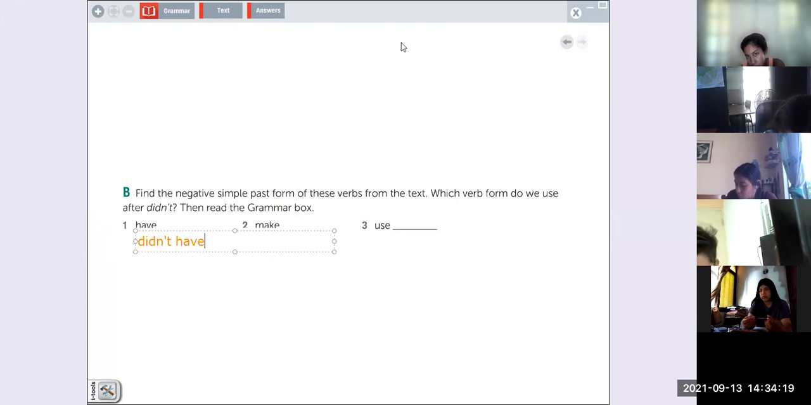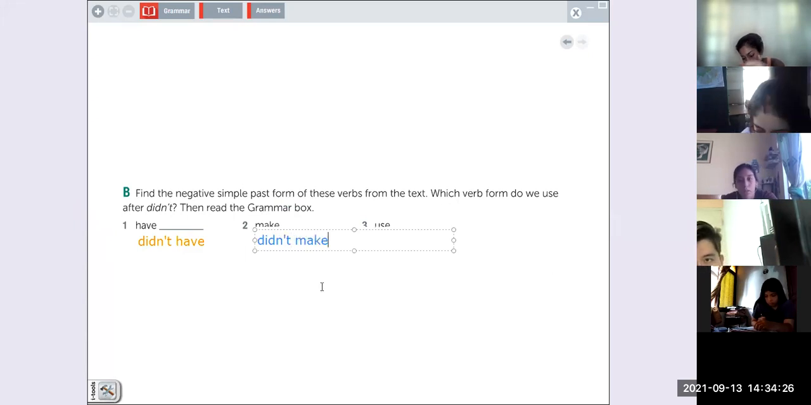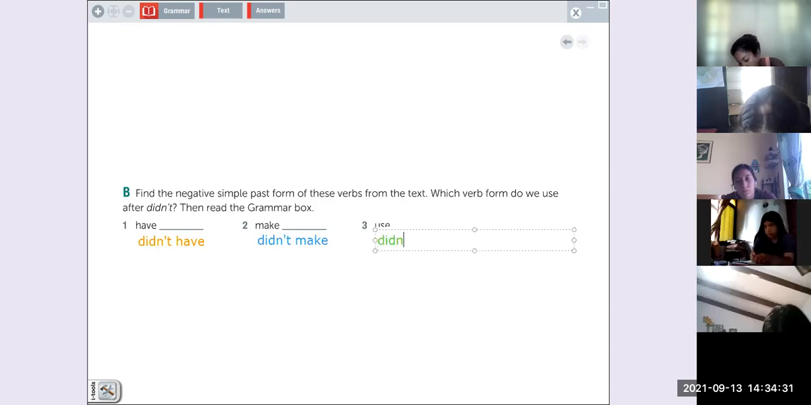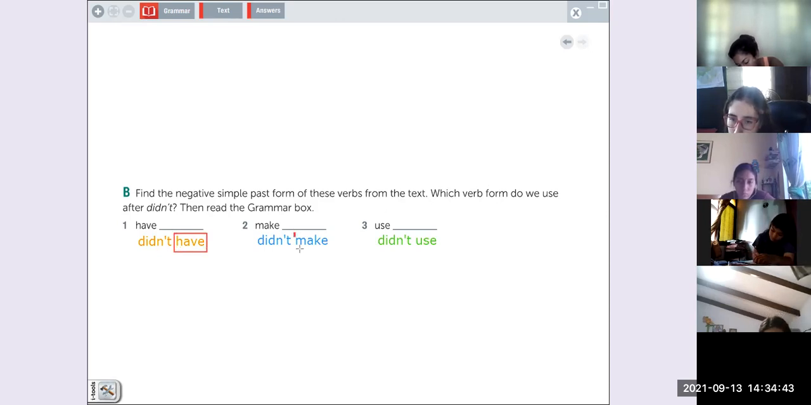What about the next one? Didn't make. And the last one, didn't use. Didn't use. Very good. The question says, which verb form do we use after didn't? Present. The present or the base form, right? Very good. Okay.